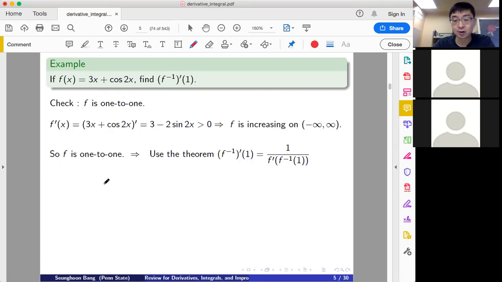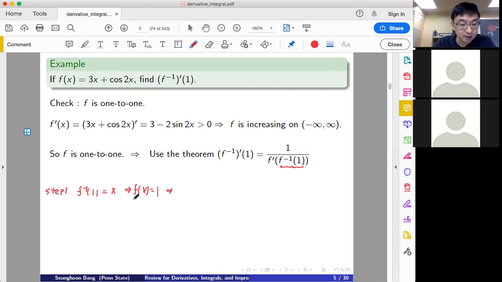You can use the theorem, so we can follow these steps. Step 1: you can find inverse f of 1. Here, inverse f of 1, we don't know, so I can write x. You can use the definition. What's the definition? Here, f of x equals 1. This is the relation between the inverse function and the function f.